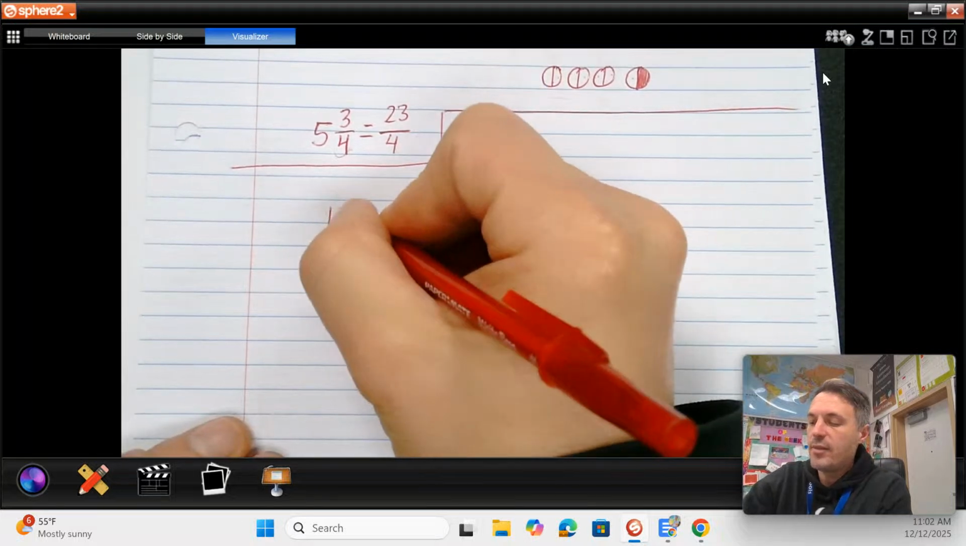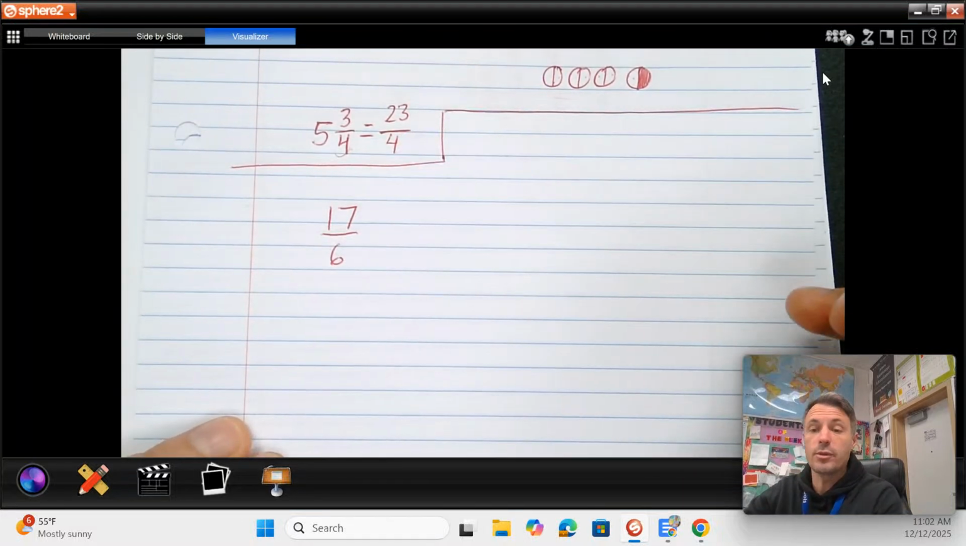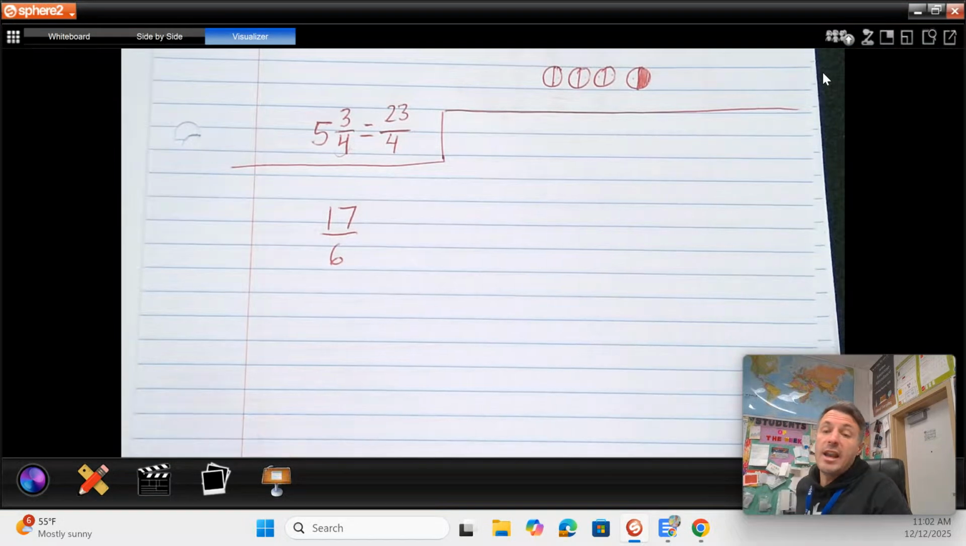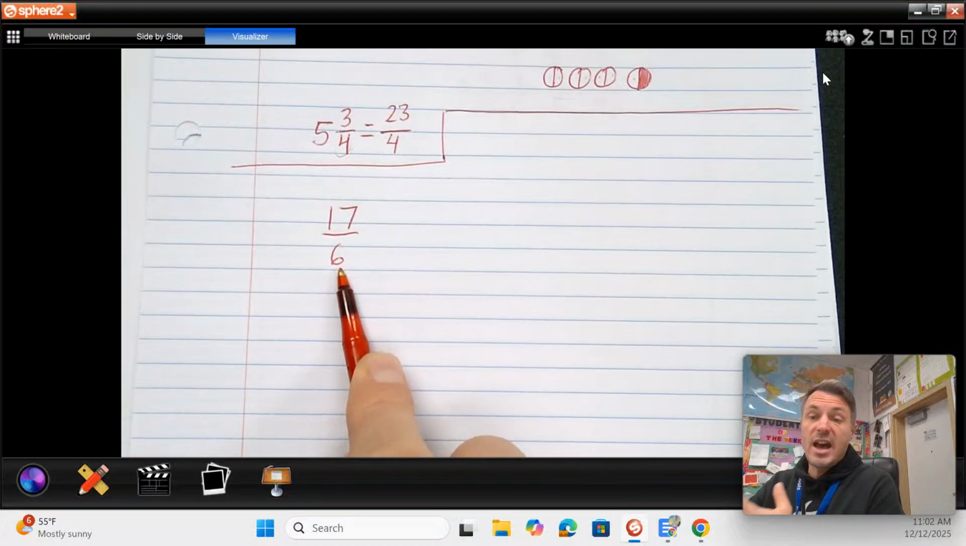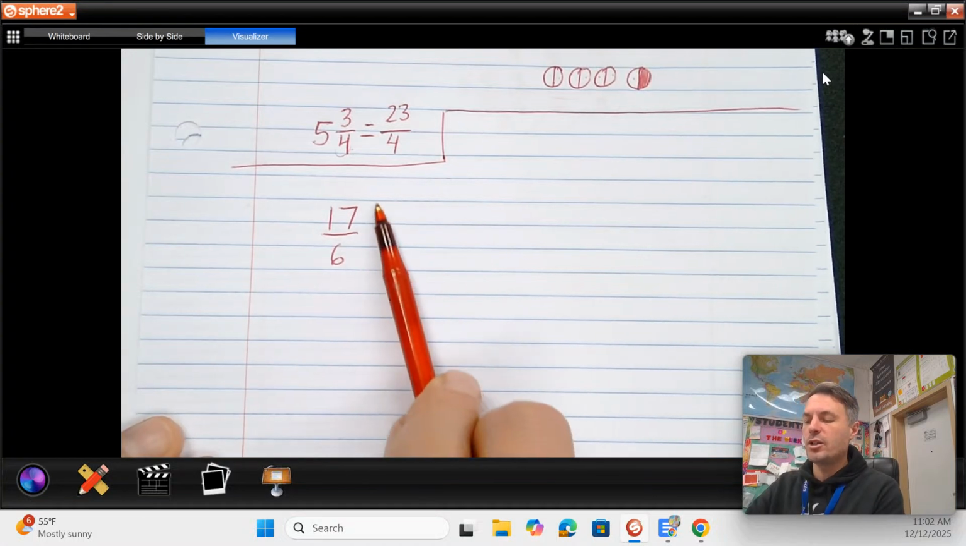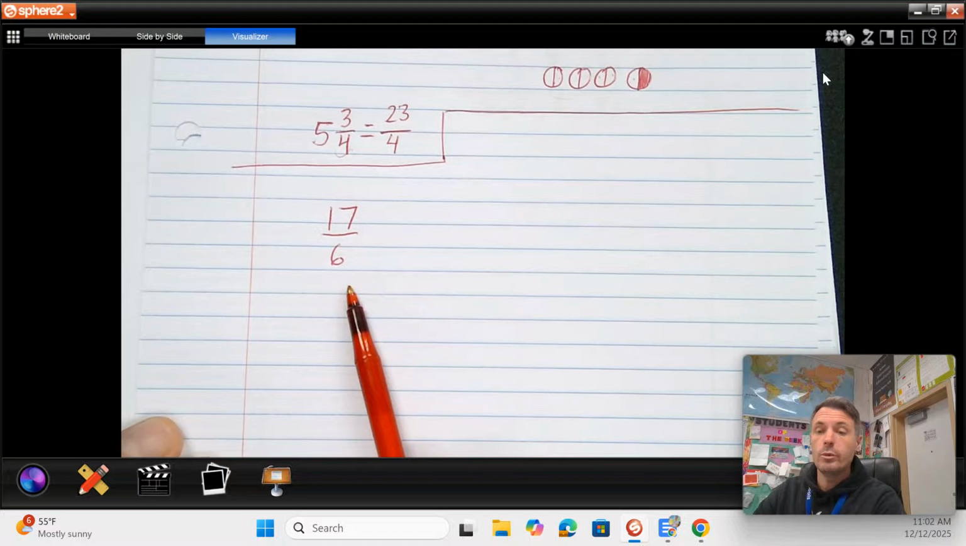Let's say we have 17/6. That's an improper fraction. Let's say you got that as your answer when you were doing operations with fractions. You can't leave it like that because it's improper. We have to make it proper. We have to show it the right way. And the correct way to show this improper fraction would be as a mixed number. How do we change an improper fraction to a mixed number?